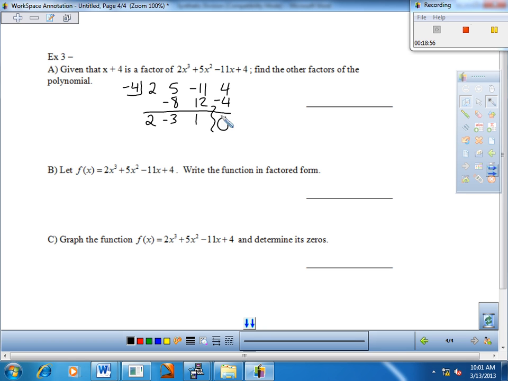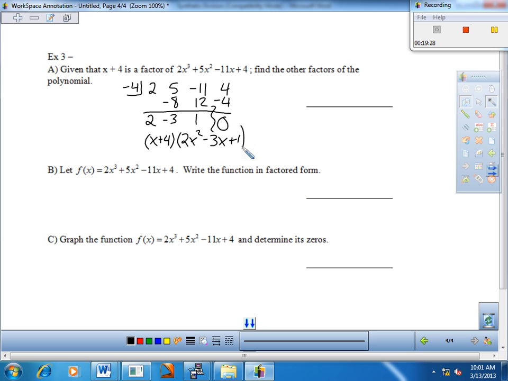Remainder is 0, which again basically tells me that this divided evenly into that right there. And I'm hoping you would all agree that this, at this stage, is the quotient, 2x squared minus 3x plus 1. So what does that mean? Let's develop a little context for it. Basically, at this stage, the cubic is made up of x plus 4 times 2x squared minus 3x plus 1. All right, sounds great.